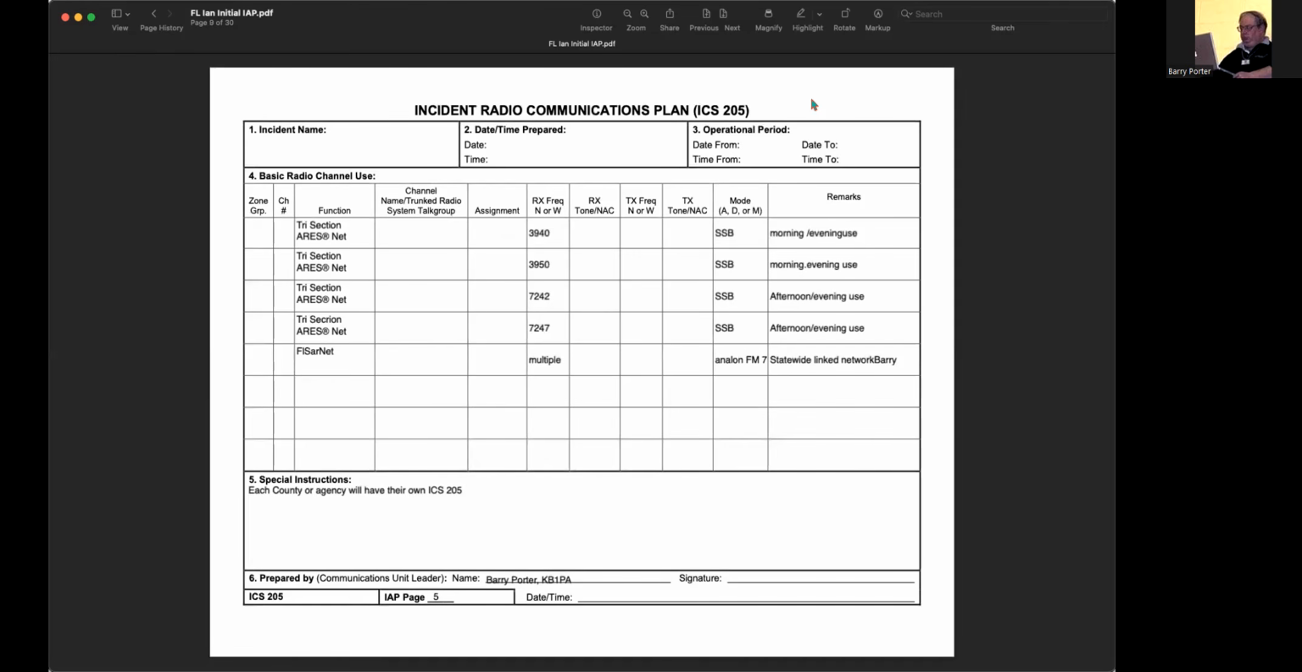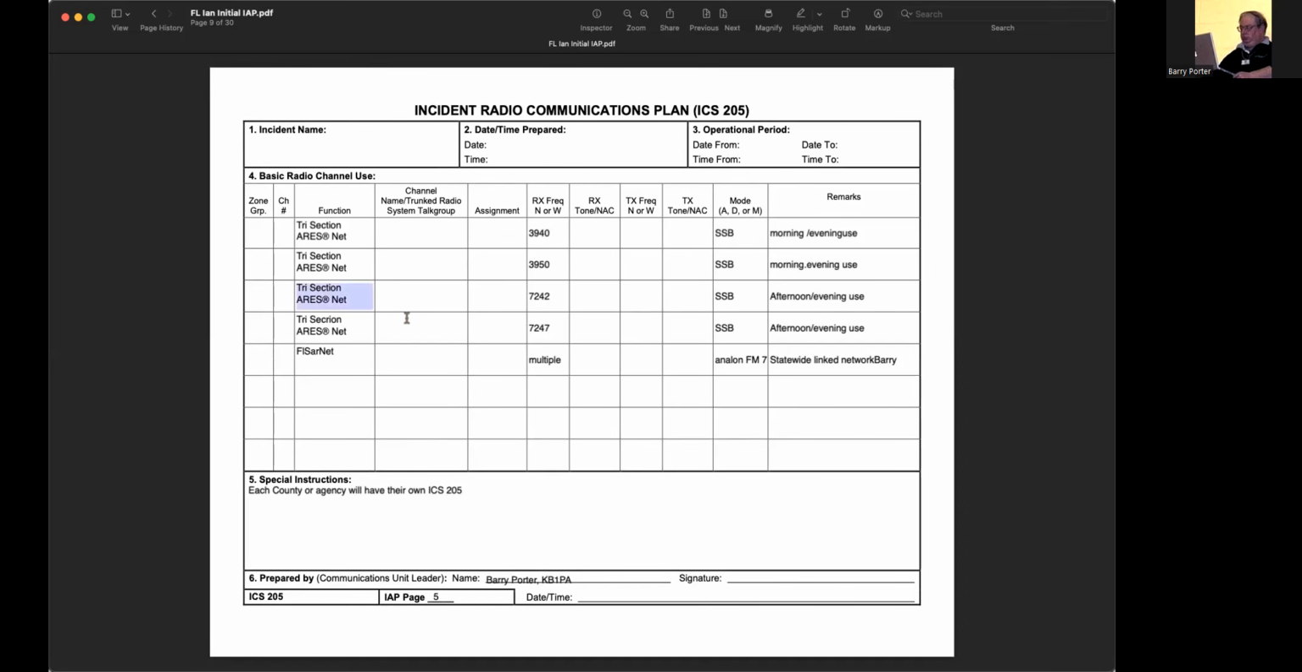This is a 205. This is a very brief 205. Each county had their own 205s, and each section emergency coordinator had all of the county 205s for the different areas in their county to be able to use, so they were able to assign resources.